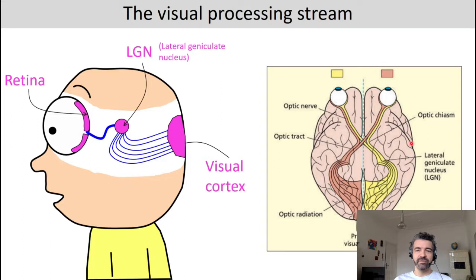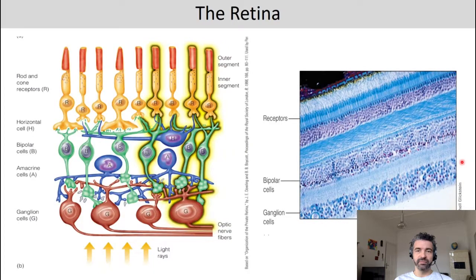The left hemifield is represented in the right hemisphere and vice versa. But both areas, the right and left hemisphere, get input from the left and right eye. Let's start with the retina.